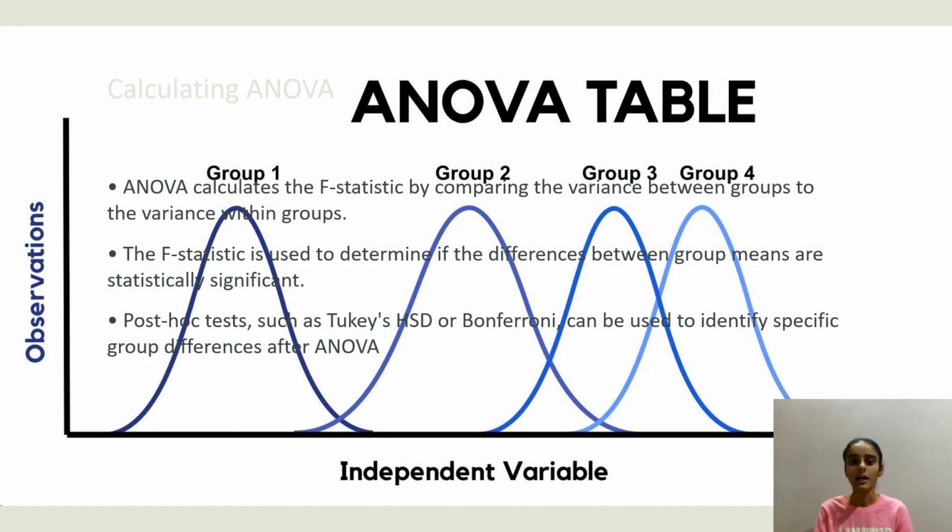Calculating ANOVA. ANOVA calculates the F statistic by comparing the variance between the groups and the variance within the groups. The F statistic is used to determine if the difference between group means is statistically significant. Post-hoc tests such as Tukey HSD or Bonferroni can be used to identify the specific group differences afterwards.